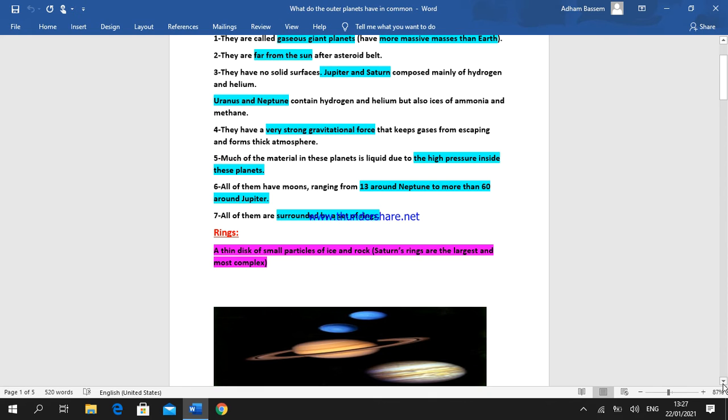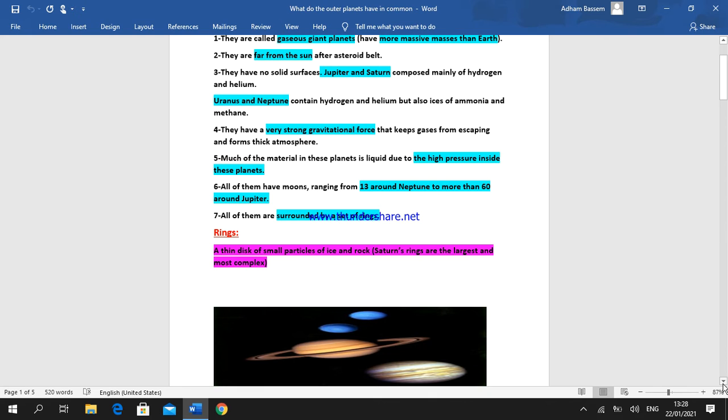Number 2, the common characteristics between them: they are far from the sun, and they are located after the asteroid belt. The asteroid belt is located after the planet Mars.